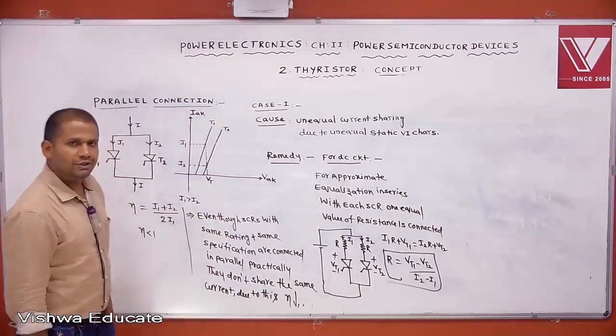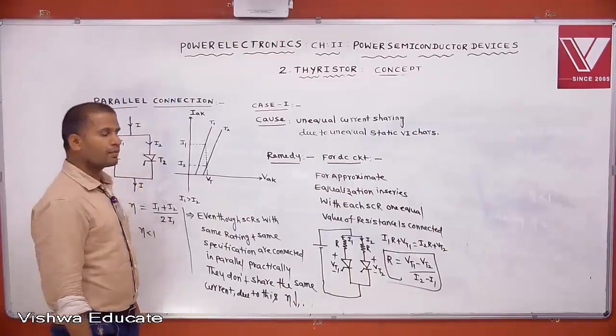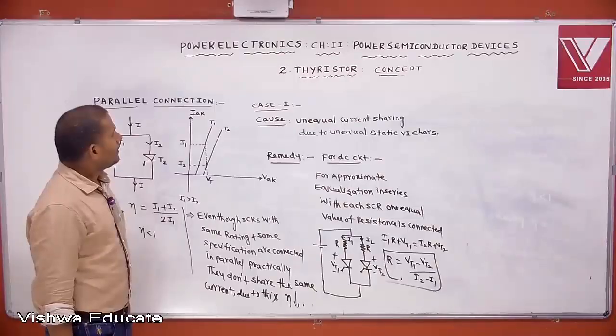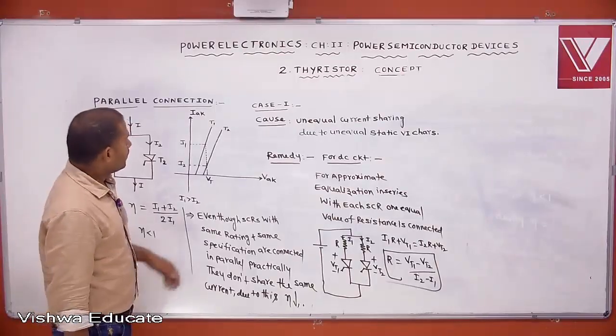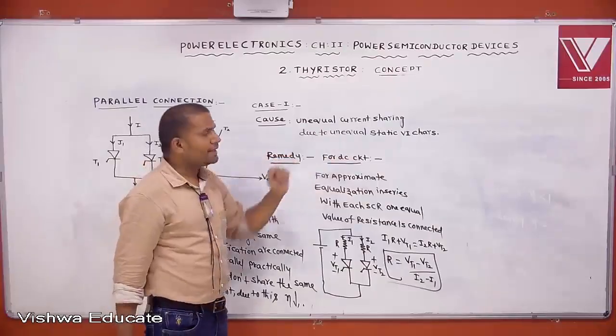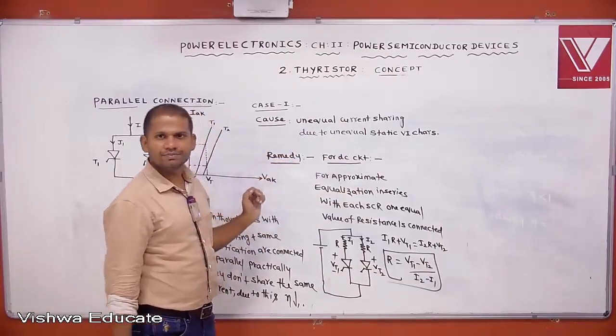Welcome to the session that is a continuation of parallel connection. Then I discussed what is unequal current sharing due to unequal static VI characteristics. Because of that, string efficiency is reducing.